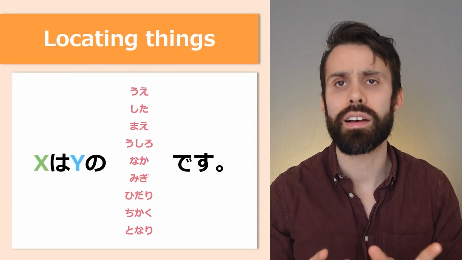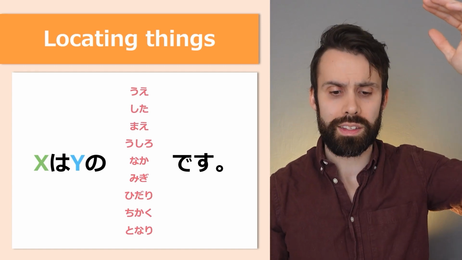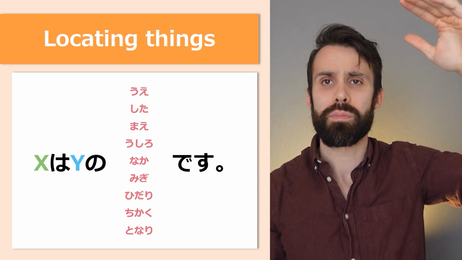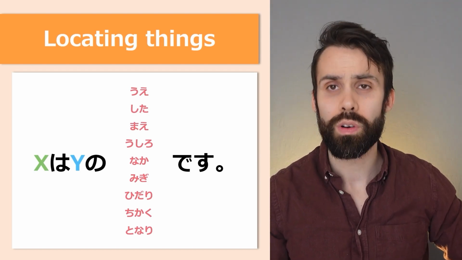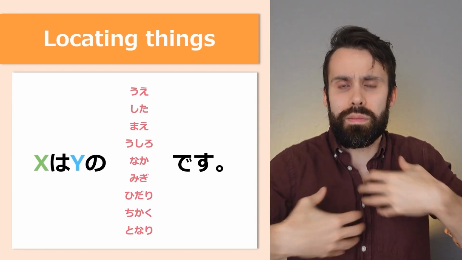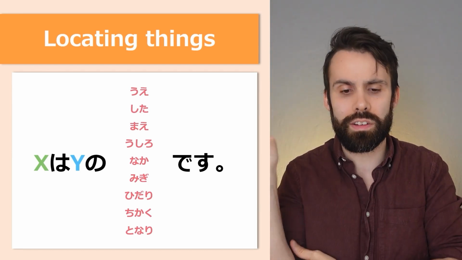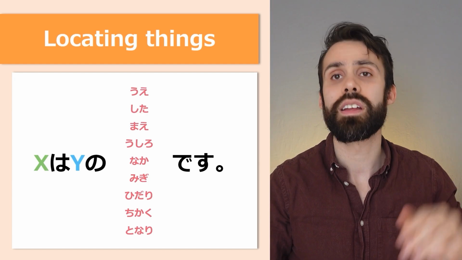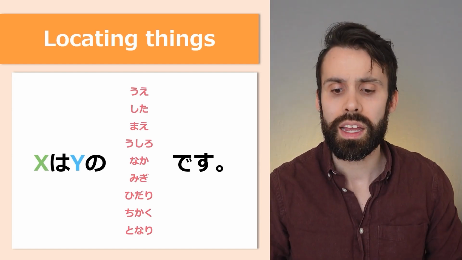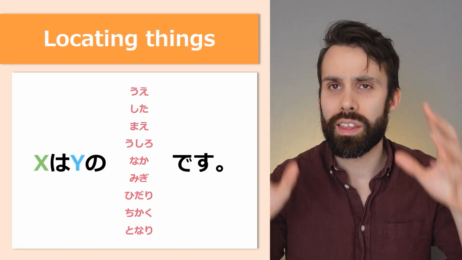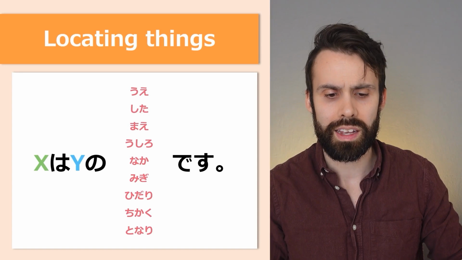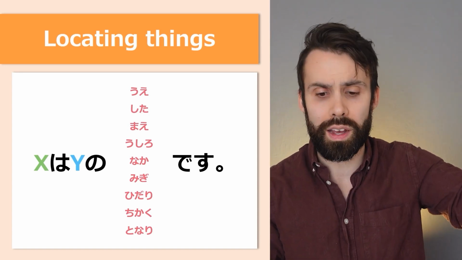So X wa Y no ue desu. Whatever word we place there, ue meaning above, shita meaning below, mae meaning in front, ushiro meaning behind, naka meaning inside, migi meaning right, hidari meaning left, chikaku meaning close to, and tonari meaning next to, will locate the thing in the sentence. So X wa Y no ue desu means that X is above Y.